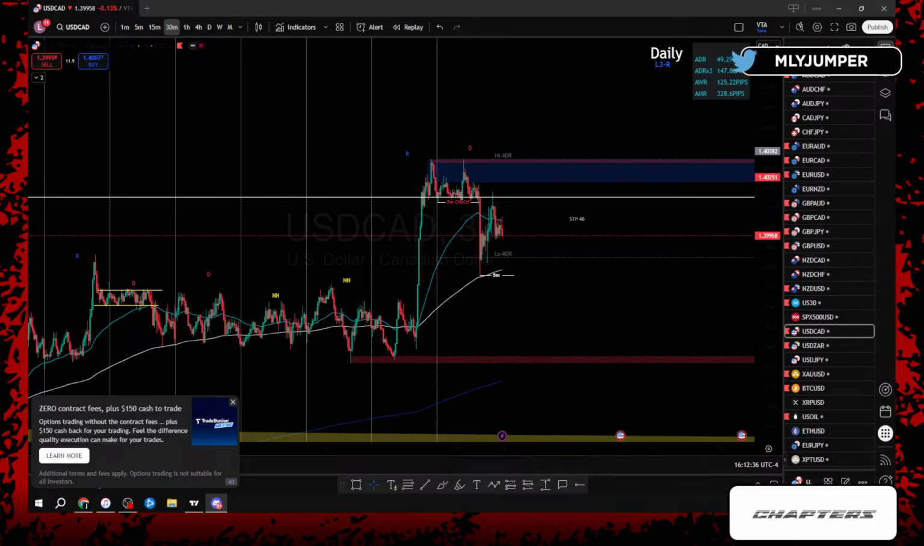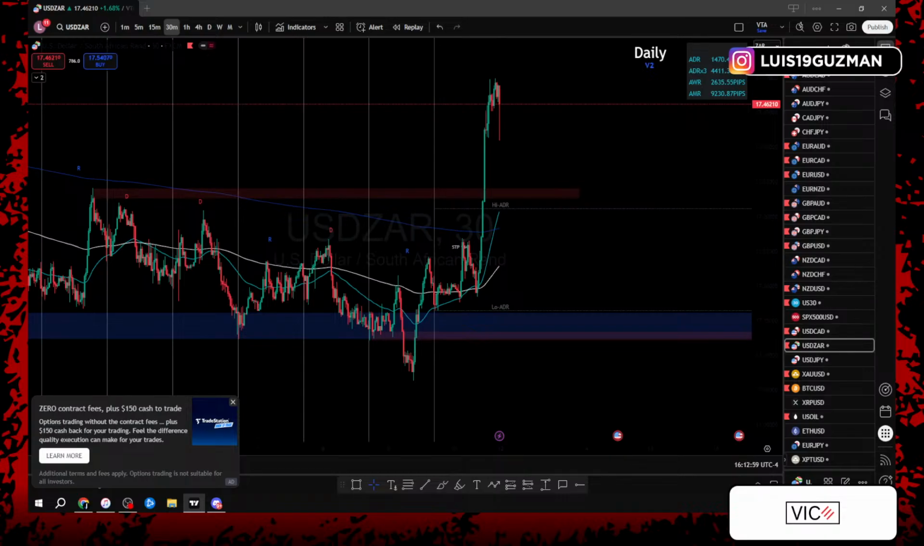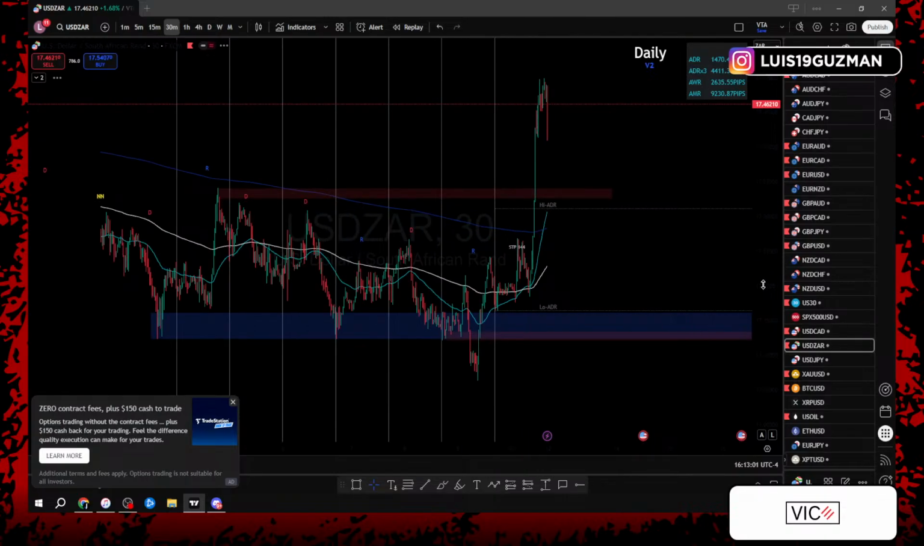Looking for a 5-minute BOS to start looking for short positions from the top of the zone consolidation. We're good. I didn't see anything in the chat.